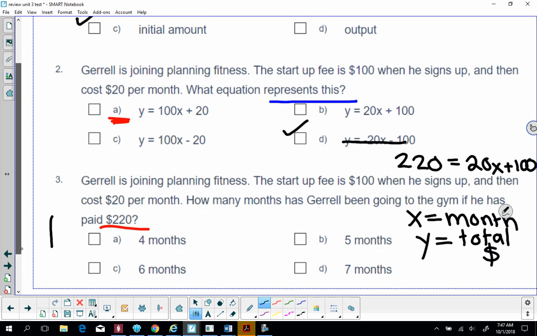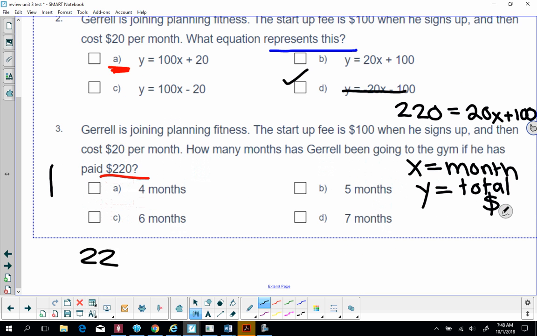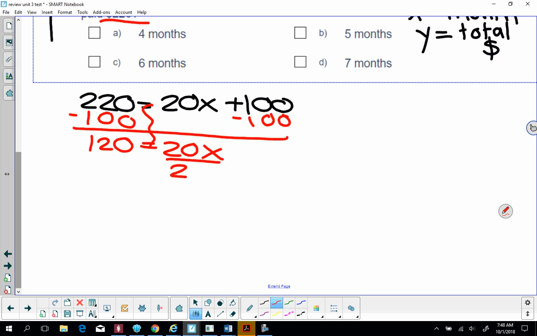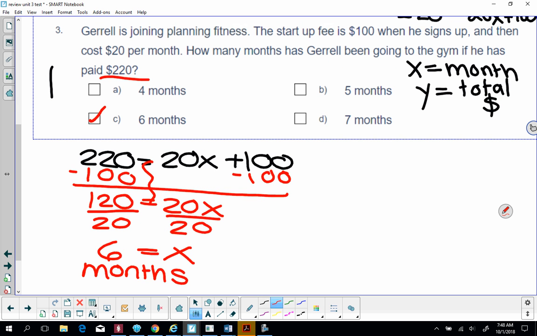And then you're going to solve. In case you forget how to solve and you're just having a little brain fart, what could you do with your answer choices? Plug each of them in for x and figure out which one gets you 220. But the easier way is just to solve. So first I need to get the constant over to this side. How do I do that? Subtract 100 on both sides. And when I do that, you end up getting 20x equals 120. Then how do you get x by itself? You divide. And you end up getting x equals what? 6. And so we know x stands for months, so we know that makes sense. 6 months. So that would be my answer for this.